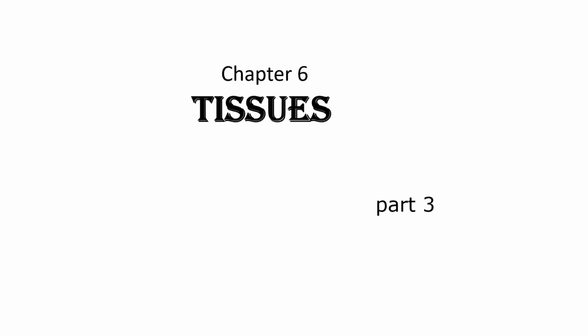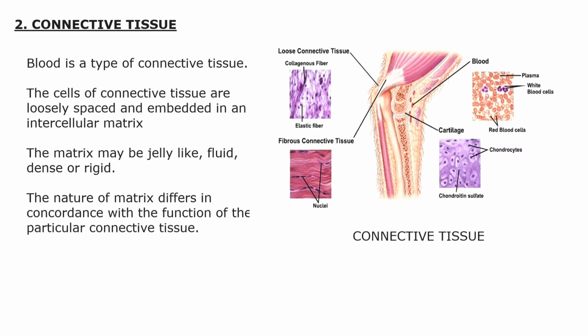Today in this class we will learn about tissues. This is part 3 video. In this part 3 we will learn about connective tissue, muscular tissue and nervous tissue. Let's begin. Connective tissue. Blood is a type of connective tissue.